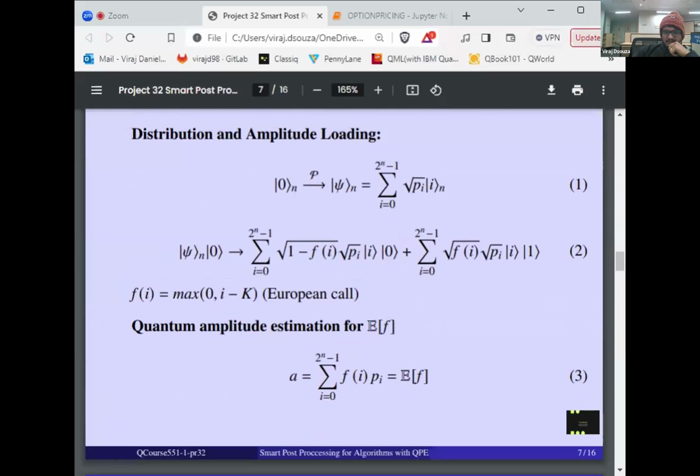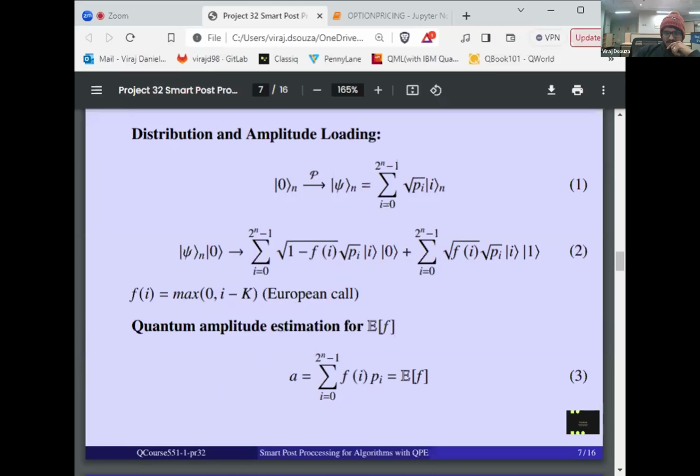So first we load the probability distribution. Next we load the amplitude, and if you see equation 2, it involves the payoff, and an ancilla qubit is used here. Here we assume a European call option. So this is the expression for it. If I is the stock price at expiry and it's above the target K, the payoff is I minus K. Otherwise, if it's below the target K, the payoff is simply 0.